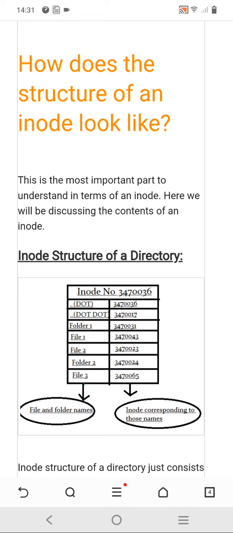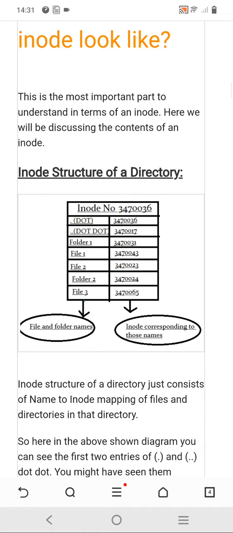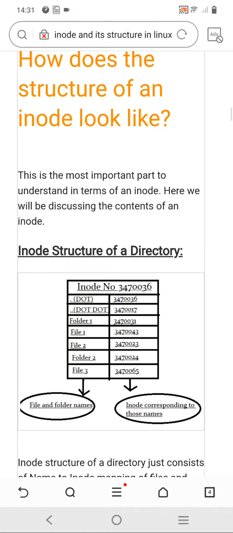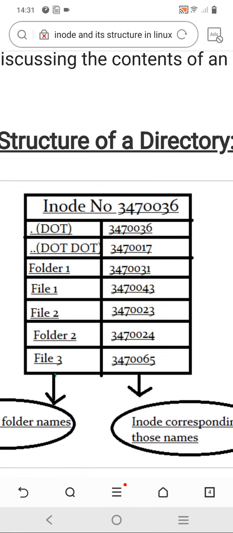If you want to do a directory, what is the inode structure for a particular directory? It can be an inode structure for a file, for a directory, or for other things. Basically the inode structure will have only the structure of a directory. So this is the basic inode number 34700036, and the next is 34700037.